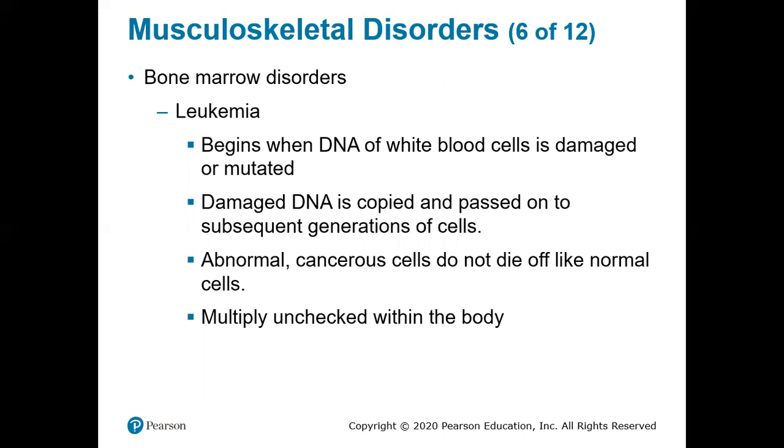Leukemia begins when DNA of white blood cells is damaged or mutated. Damaged DNA is copied and passed on to subsequent generations of cells. Abnormal cancerous cells do not die off like normal cells. They multiply unchecked within the body.